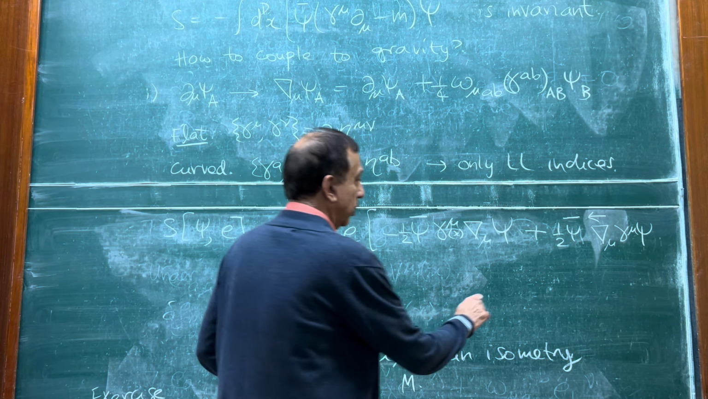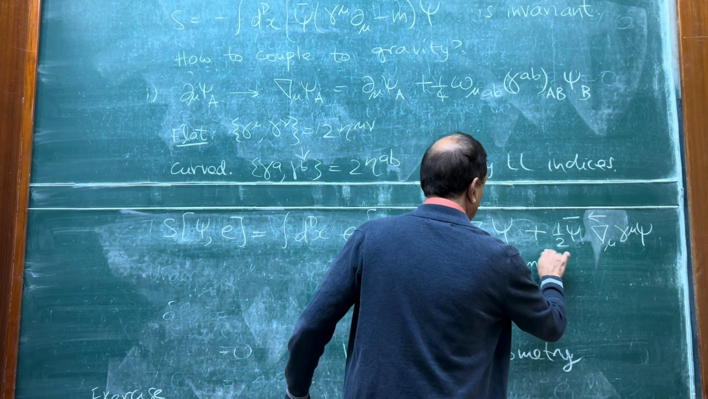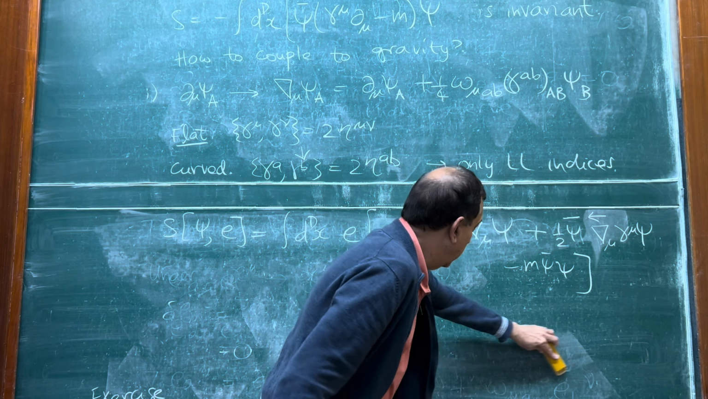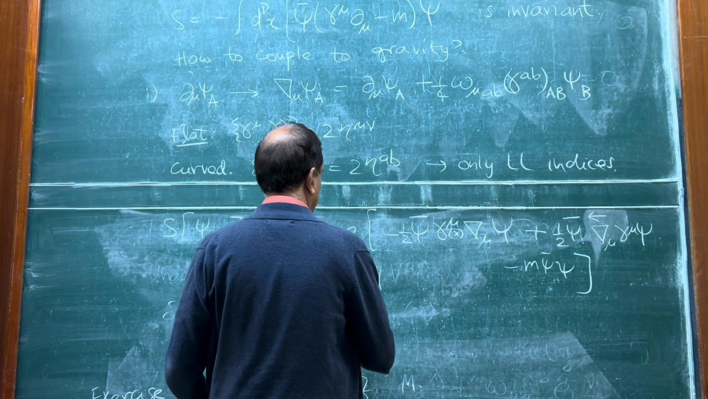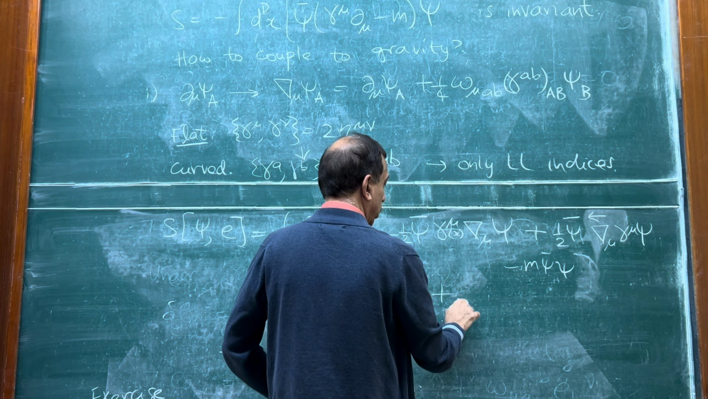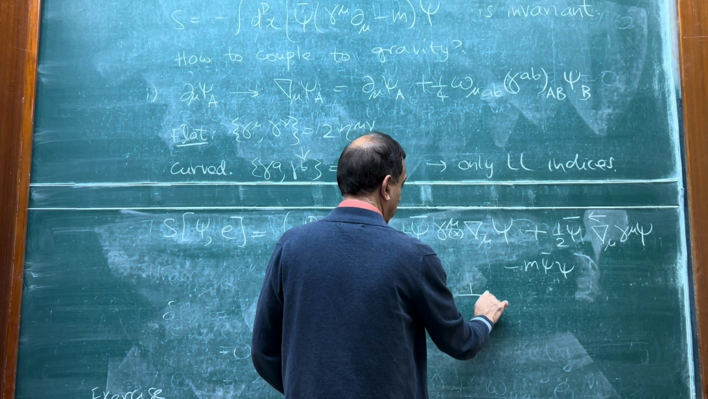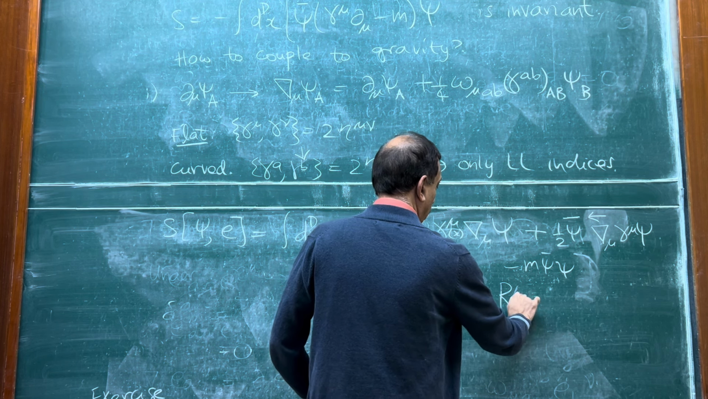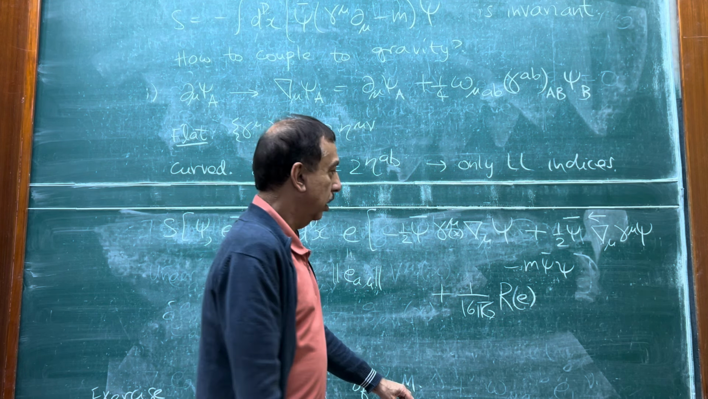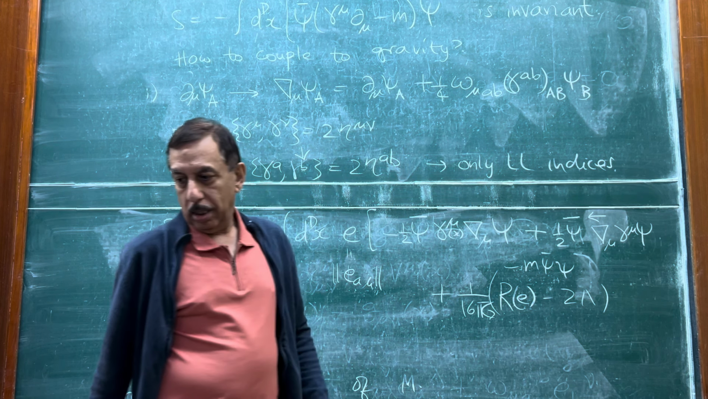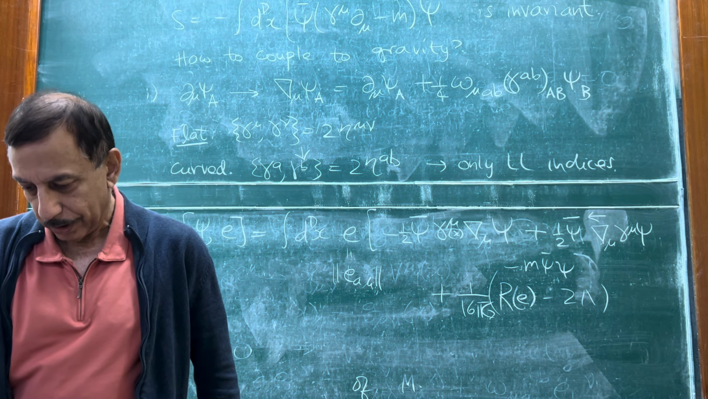Okay, and then there can be a mass term, and then there can be higher order terms if I want. And then, of course, I can also put, I don't know, 1/16 pi G or whatever R of e, the Einstein term. I can put a cosmological constant. So all that is, of course, allowed.